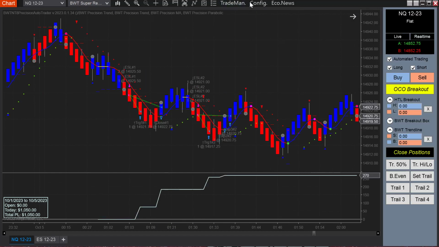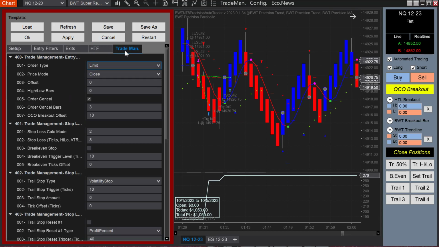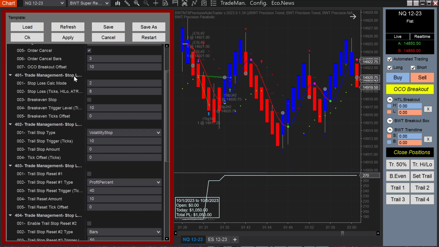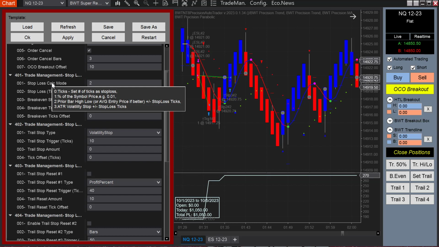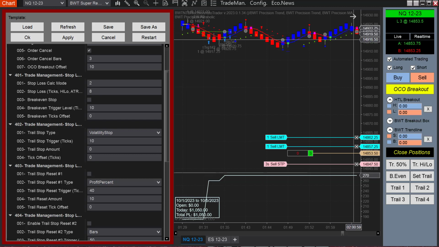If we go to the config panel here, in the trade manager, it's a limit order at the close of the bar, and stop loss calculation mode 2. You can mouse over the parameters and get a description of the parameter. Calculation mode 2 is the high or low of the bar with a tick offset. So in this case, for this short, the stop loss is the high of the bar plus 8 ticks.